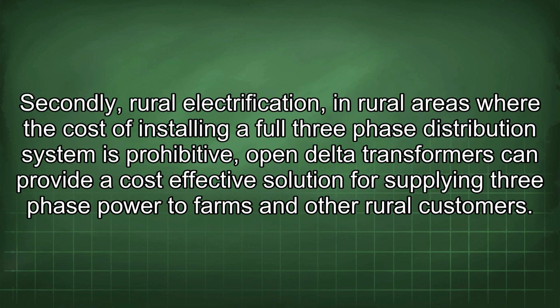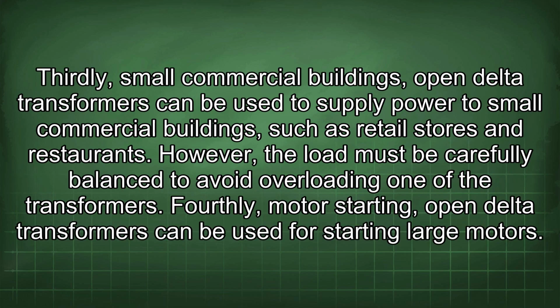Secondly, rural electrification. In rural areas where the cost of installing a full three-phase distribution system is prohibitive, open delta transformers can provide a cost-effective solution for supplying three-phase power to farms and other rural customers. Thirdly, small commercial buildings. Open delta transformers can be used to supply power to small commercial buildings such as retail stores and restaurants. However, the load must be carefully balanced to avoid overloading one of the transformers.